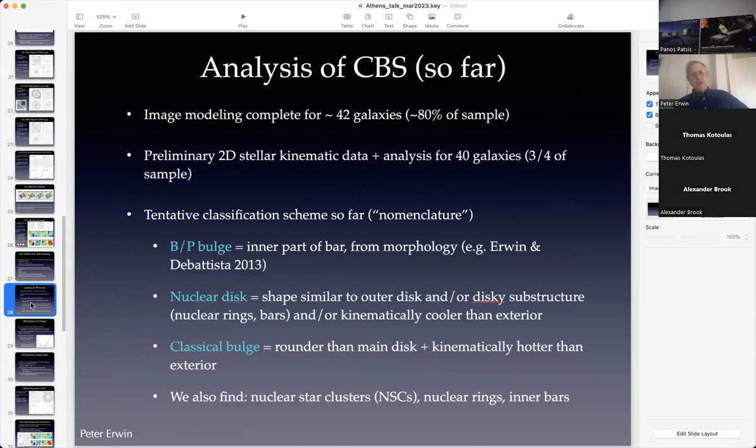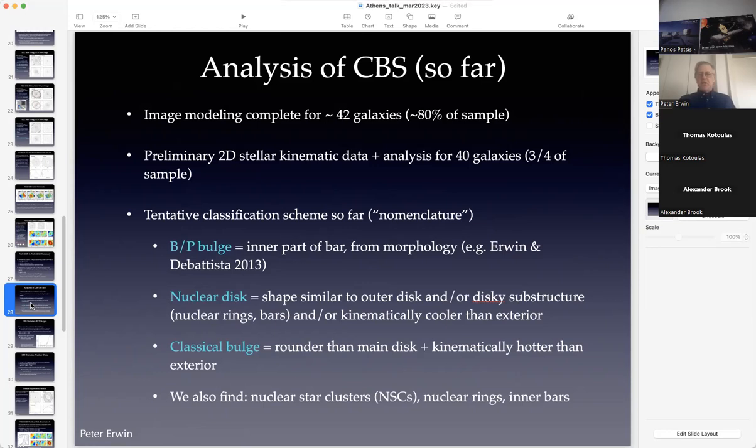Okay, so let me move on to what we've learned so far from the entire sample. We haven't finished analyzing the whole sample. We've got about 75 to 80% of it done in terms of image modeling and also in terms of the stellar kinematic data. So I'm going to talk about three main structures that we see. We see boxy peanut bulges, the inner part of the bar.